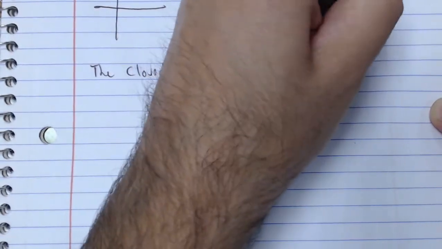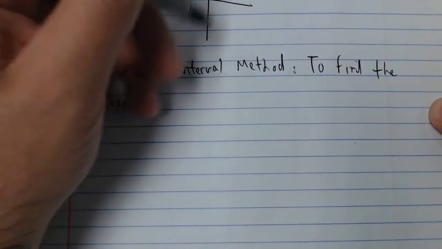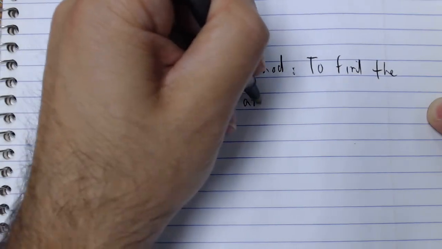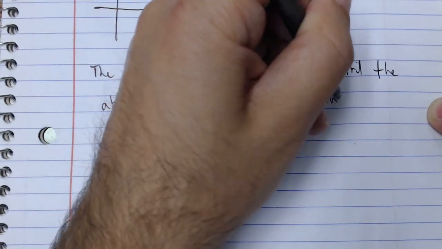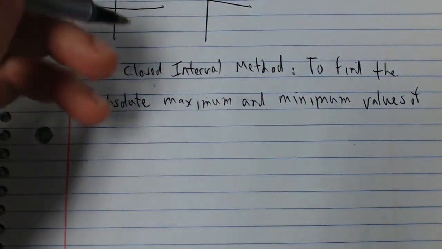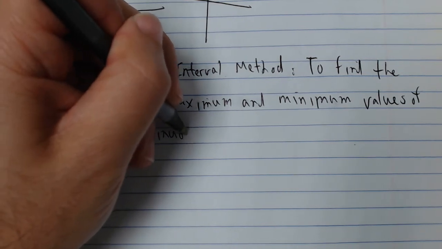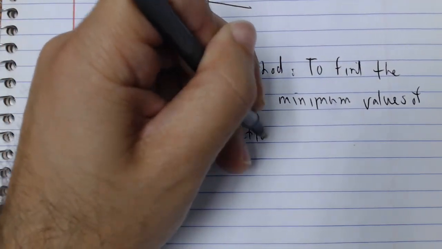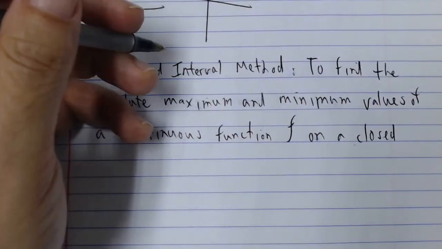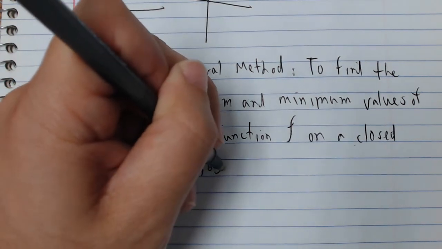To find the absolute maximum and minimum values of a continuous function f on a closed interval from a to b, we're going to do three things.